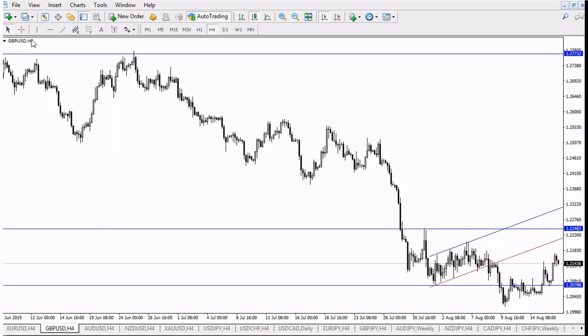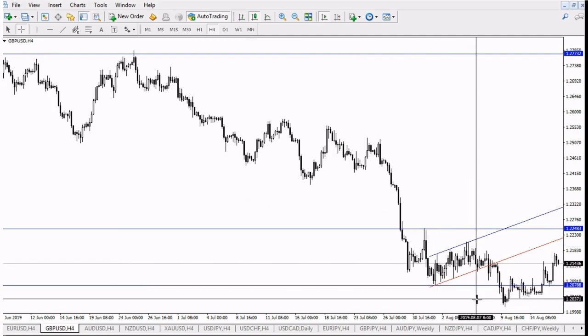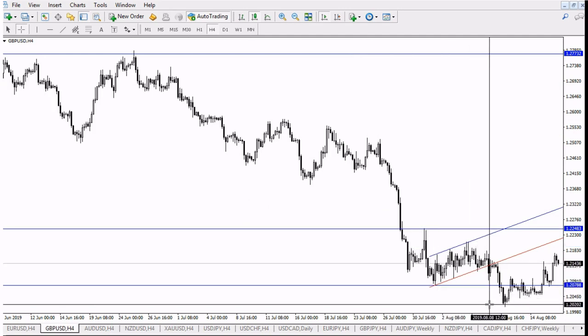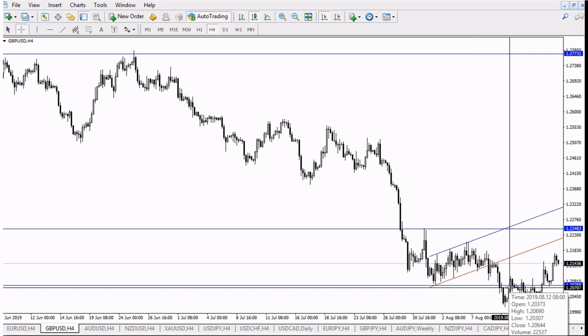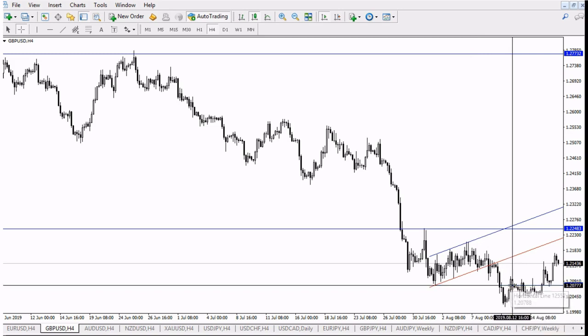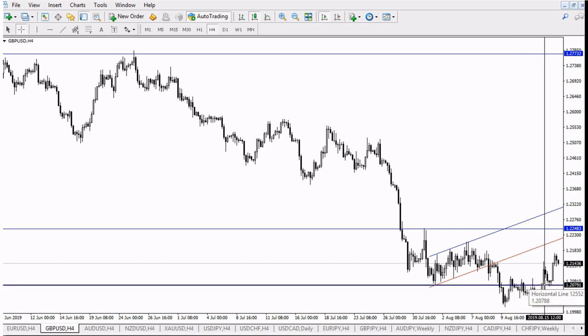For GBPUSD, I was bearish, but the condition for bearish confirmation was a break and close below this level, which never came. I had to discard my bearish idea, as I noted, when a break and close above this level, which was resistance, came.